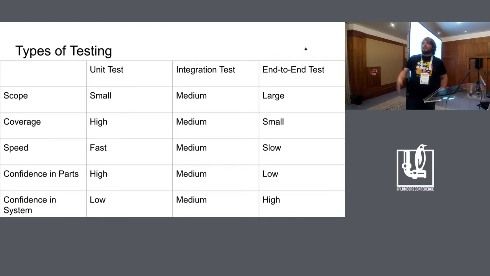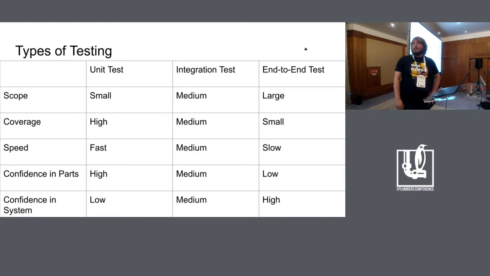So I have a little Punnett square here that compares the different things. Basically, unit tests and end-to-end tests are kind of opposite. The scope for a unit test is very small, which means that the overall coverage you can achieve with all of your unit tests is quite high, because you can test functions directly.